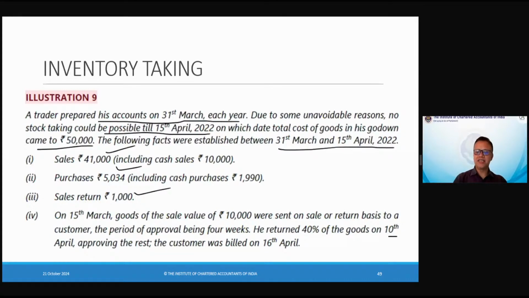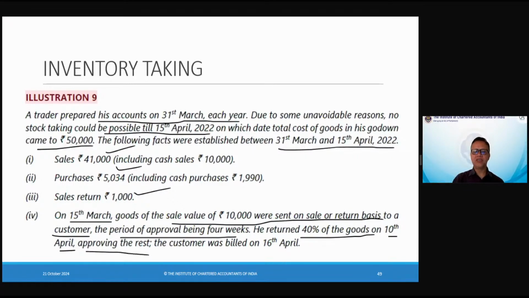And out of that, he returned 40% of the goods on 10th April. That means on the 10th April, he returned 40%, which means he retained the rest 60%, took it for a sale, was satisfied with the product, but 40% he returned. Now, this doesn't come under sales return because these are goods on sale or approval basis. So the treatment is different from the sales return.